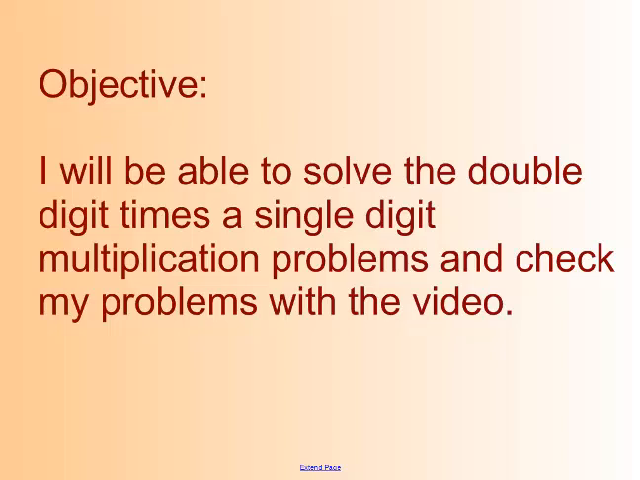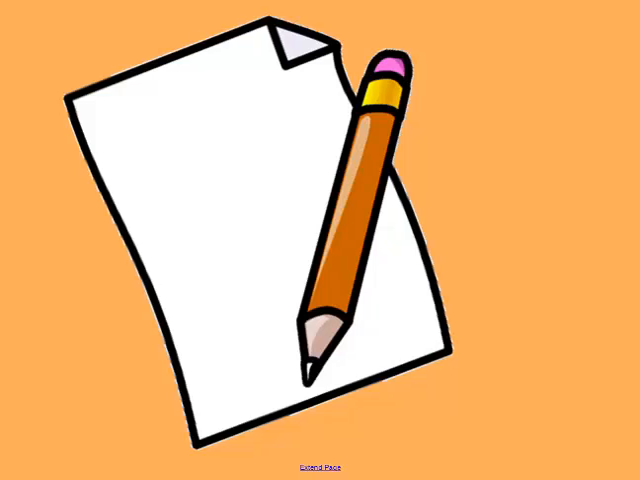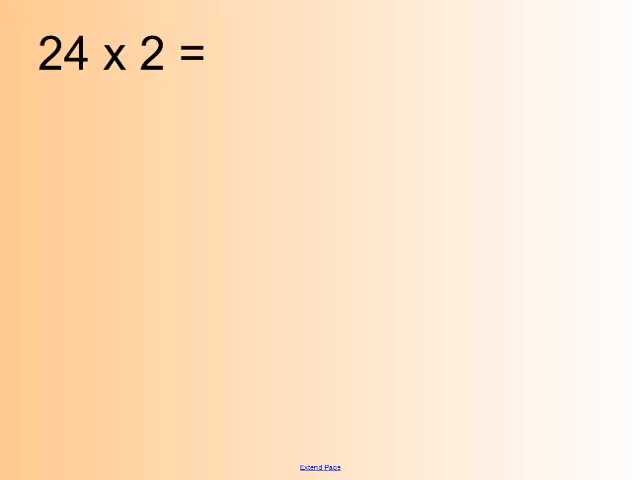Objective. I will be able to solve the double digit times a single digit multiplication problems and check my problems with the video. You will need a piece of paper and a pencil. I want you to do these problems as I do them. You can even pause the video after I explain the first one and double check your work. Okay, let's look at 24 times 2.